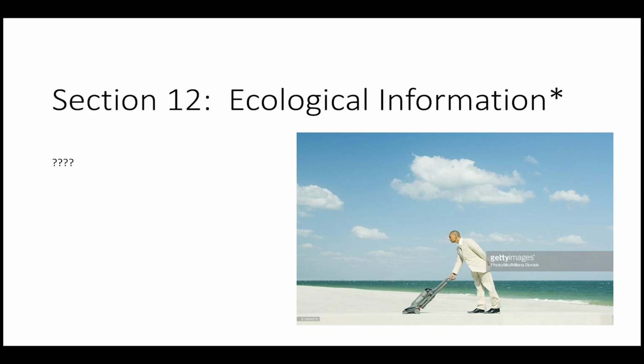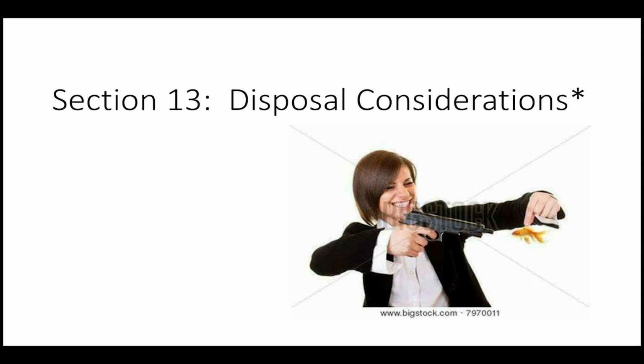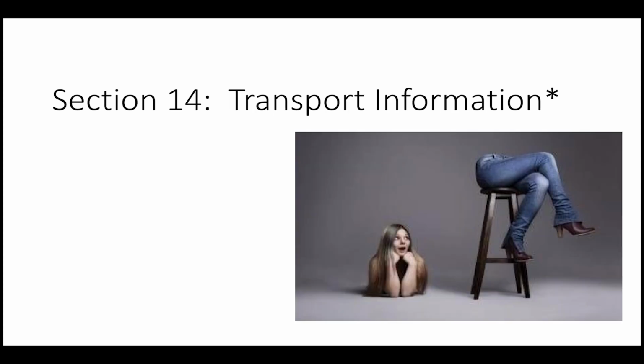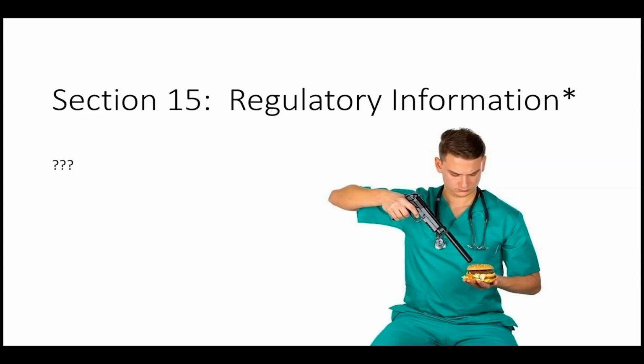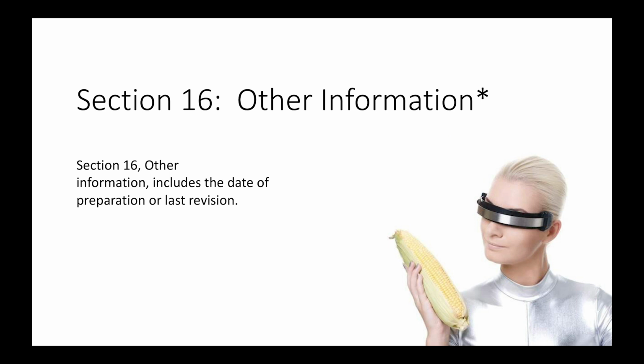Section 12, ecological information. So there's an asterisk here since other agencies regulate this information, OSHA will not be enforcing sections 12 through 15 because it's really information that only that company will know. Section 13, disposal considerations. Section 14, transport information. Section 15, regulatory information, and Section 16, other information.